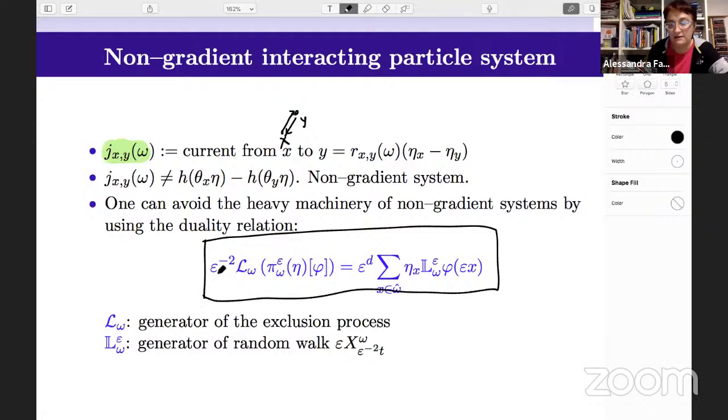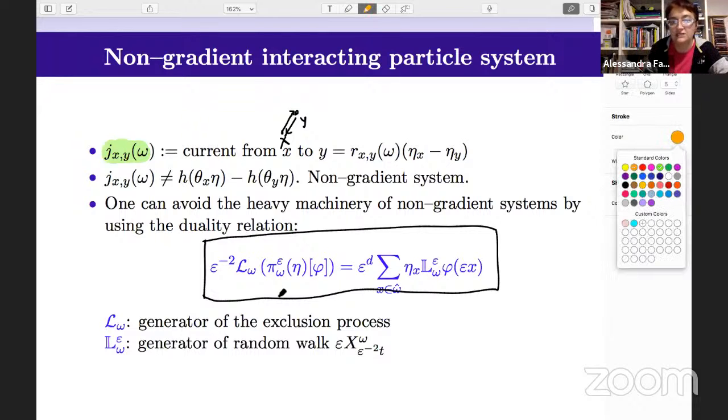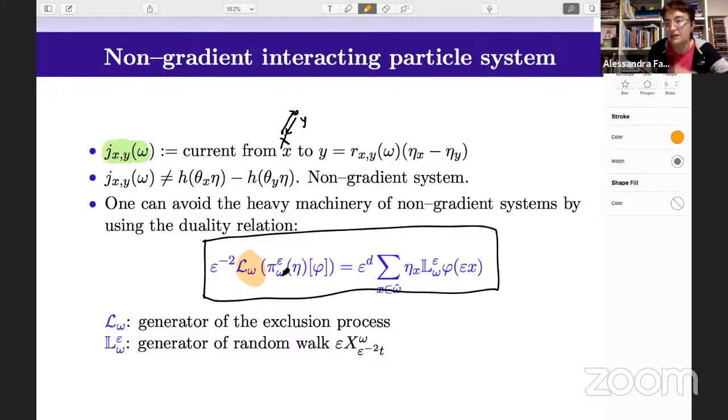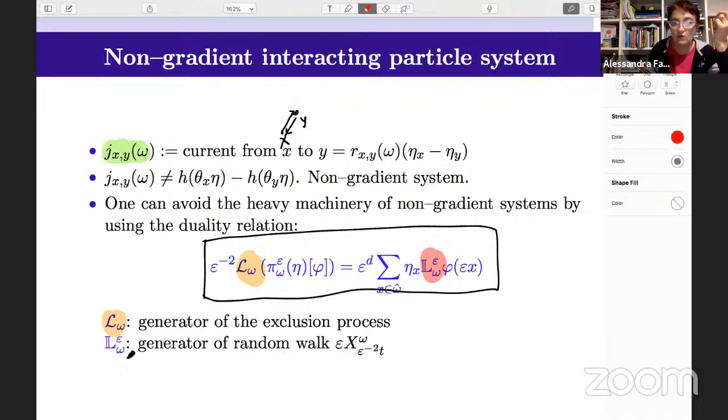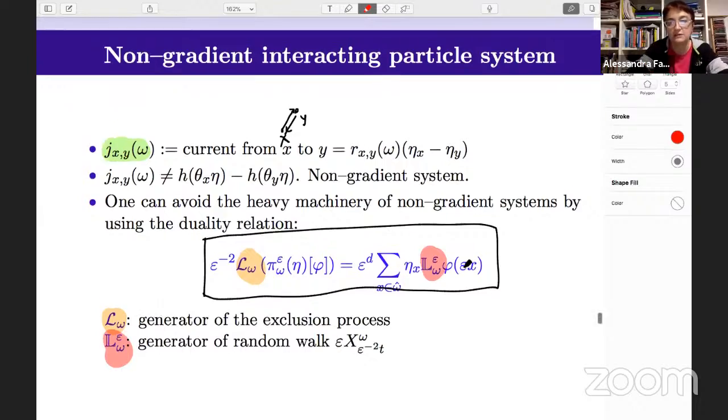So if you take the generator of the exclusion process, apply it to the integral of a test function phi with respect to the empirical measure, and you rescale it, then this is equal to epsilon to the d, the sum over x, a possible site in my state space, of the occupation number eta x, times the generator of my original random walk applied to the rescaled function phi, so at epsilon x.